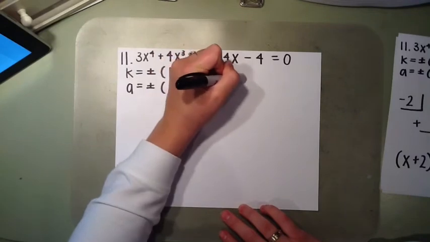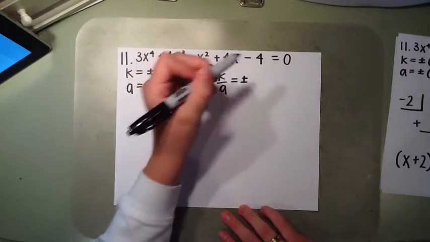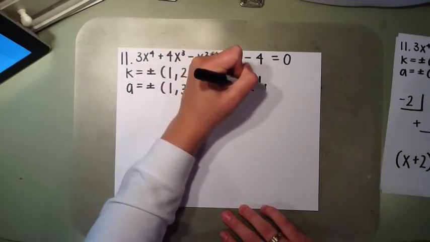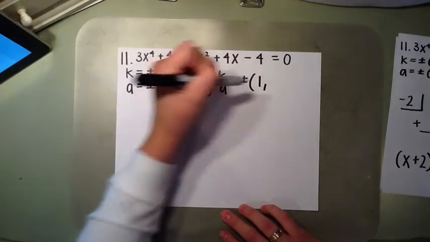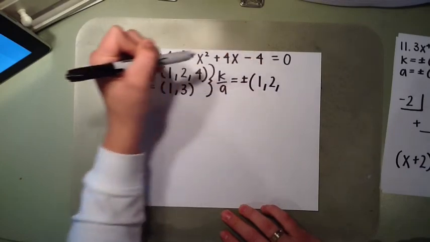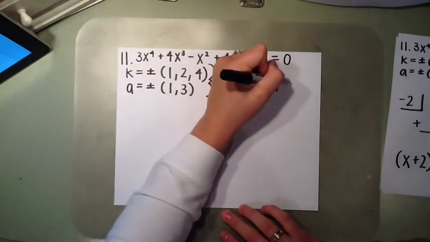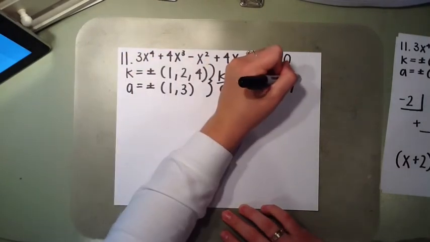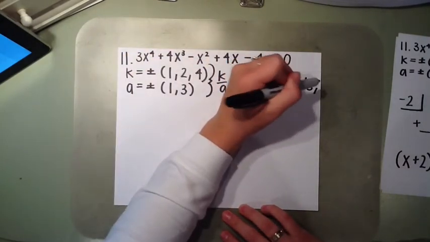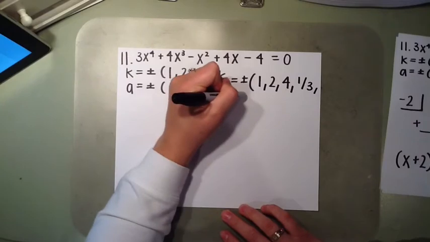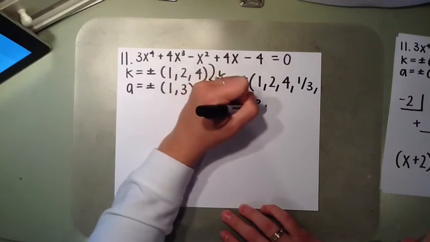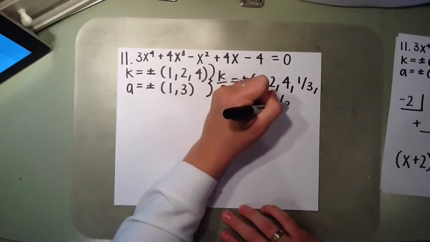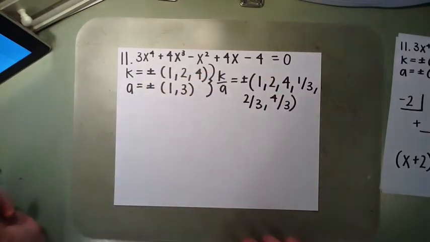So this would be equal to positive or negative 1 over 1 is 1. 2 over 1 is 2. 4 over 1 is 4. 1 over 3 is 1/3. 2 over 3 is 2/3. And lastly, 4 over 3 is 4/3. So this is our k over a list.